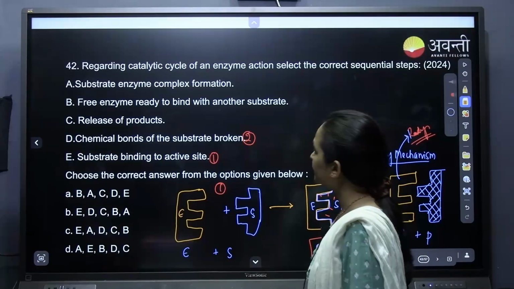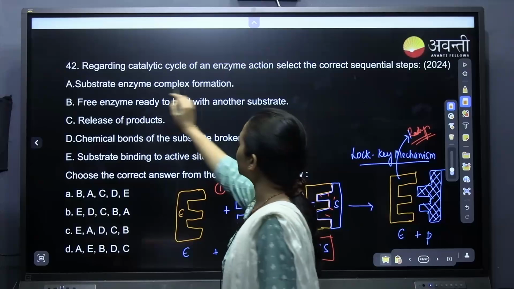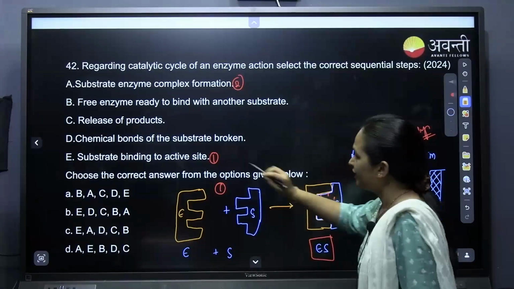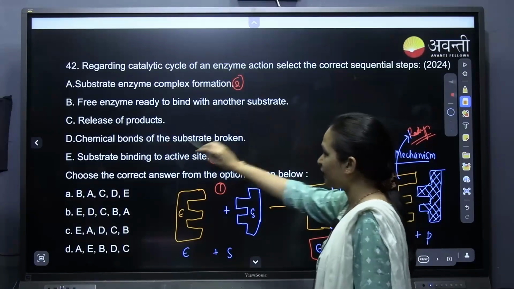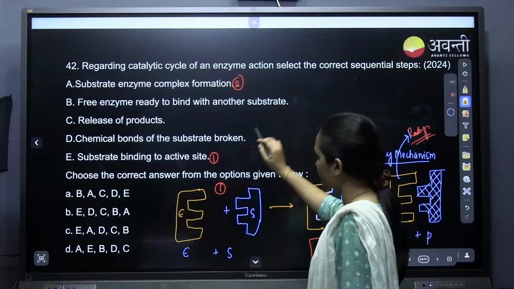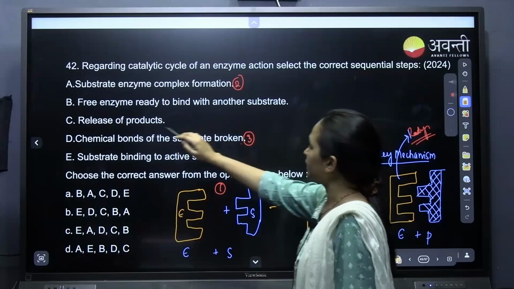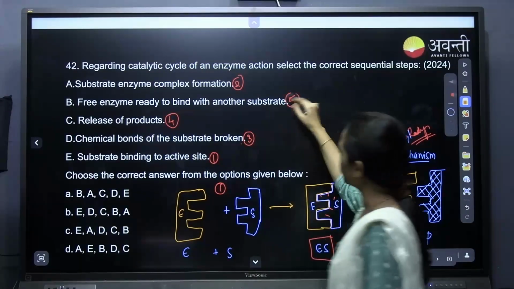After that, okay, wait. Now here the enzyme substrate complex formation has taken place. This statement is there. I am really sorry. Now the enzyme substrate complex has formed. After that, chemical bonds of the substrate are broken. This will be the third one. And the release of product, this will be the fourth, and free enzyme, this will be the fifth.